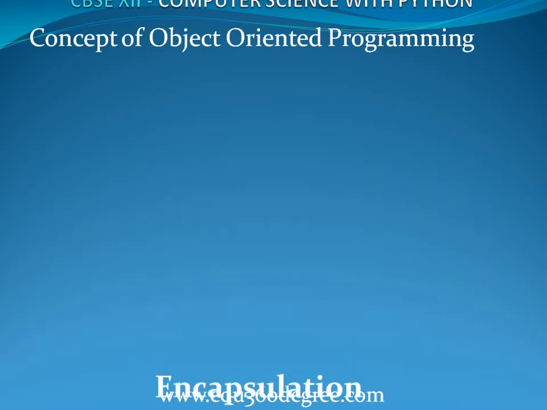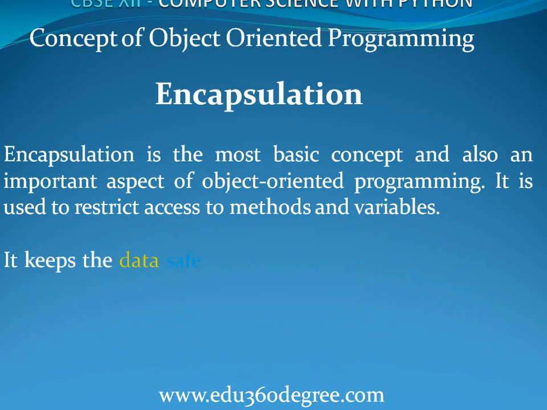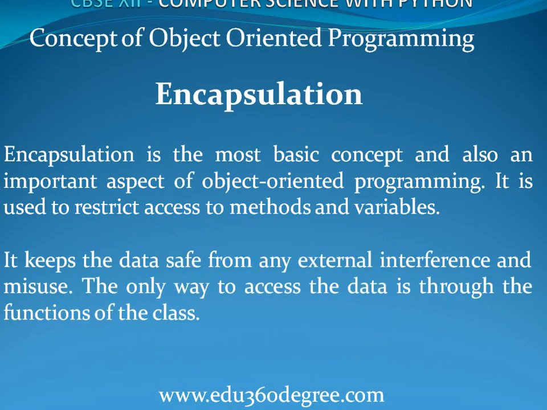Encapsulation. Encapsulation is the most basic concept of OOP and an important aspect. It is the concept of wrapping data and function in a single unit. In simple terms, we can say that encapsulation is implemented through classes. It restricts the access of methods and variables from the outside world. Data members of a class can be accessed through its member functions only. It keeps the data safe from misuse. In the above example of mobile phone, the class encapsulates the data and the associated functions into a single independent unit.